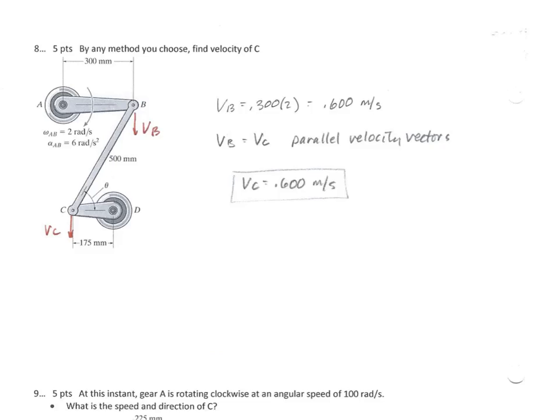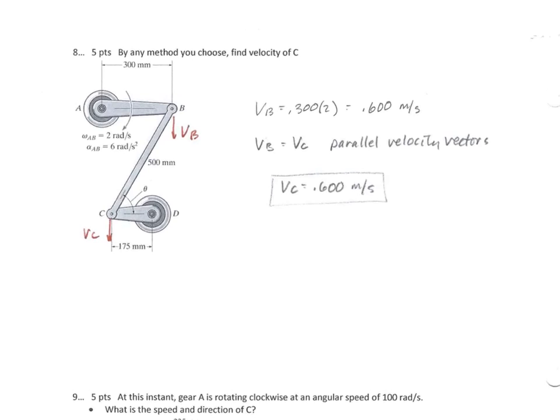This one was a by-any-method-you-choose problem. However, there was really only one method that actually worked. A lot of people tried using other methods. They even got the right answer, but if you did not choose the parallel velocity vectors, you were imagining something that wasn't there. In other words, I did not give this angle here, so the actual position of C is unknown. You can see the position of B, but if this angle was 45 degrees, this would have put C in a different position. If this angle was 20 degrees, this would have been in a different position.